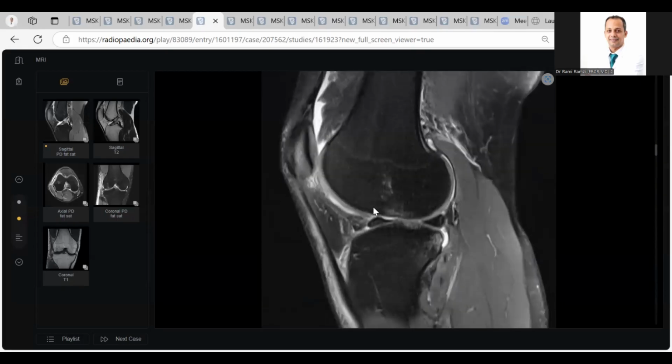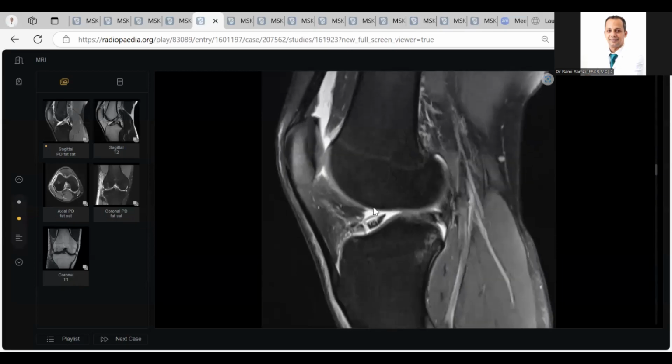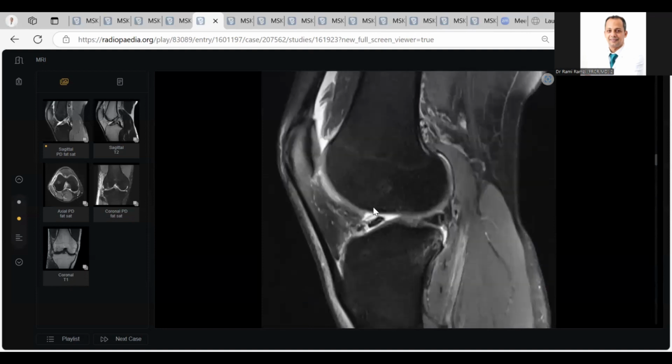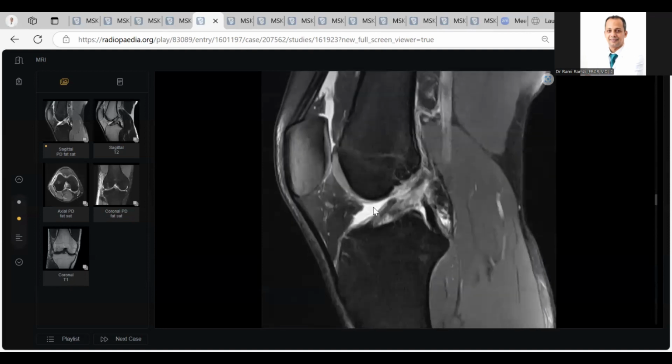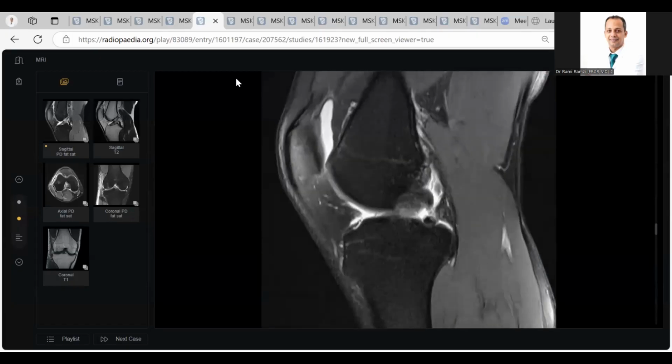I think the anterior horn of the medial meniscus appears slightly truncated. Is this a medial meniscus? This is a lateral. So there are hyperintense signals noted within the posterior horn of the lateral meniscus. So this is a meniscal tear.